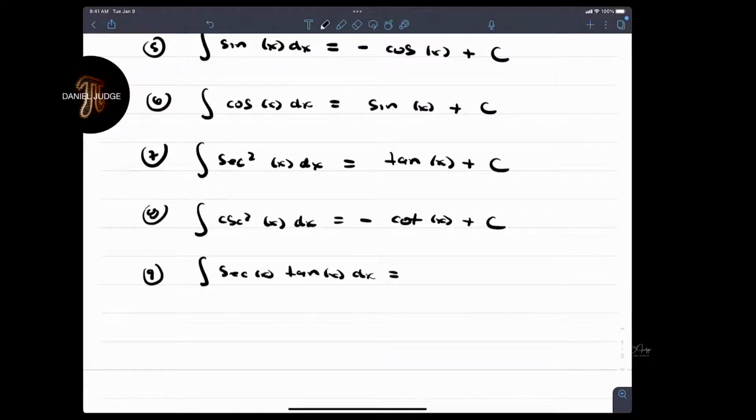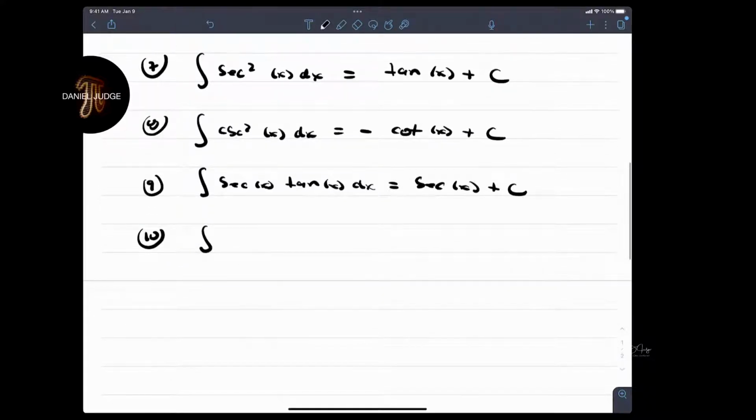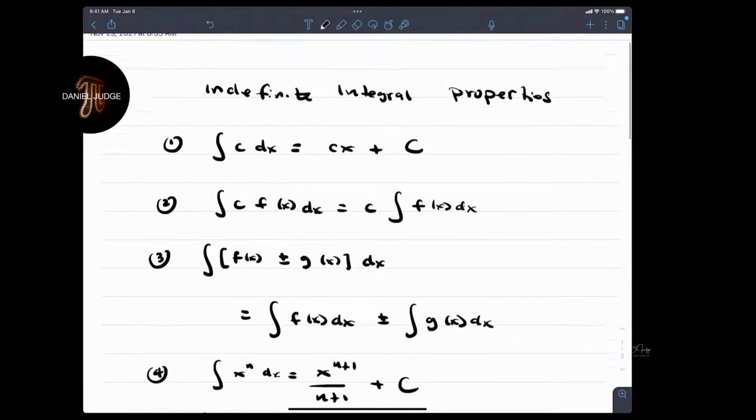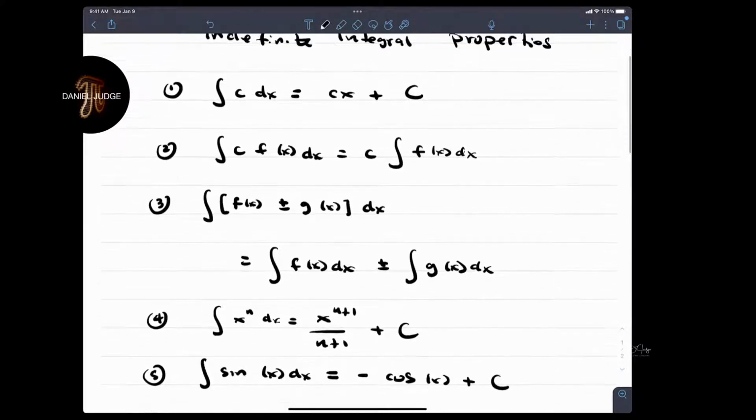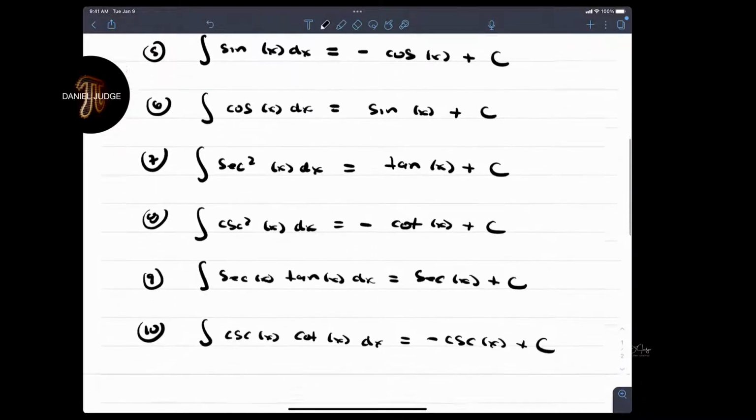Secant tangent: this would be secant. Cosecant cotangent will be minus cosecant here. So we're going to have these, what we call these indefinite integral properties, okay? And I started to talk about these already, some of these here. And these are what we're going to use.